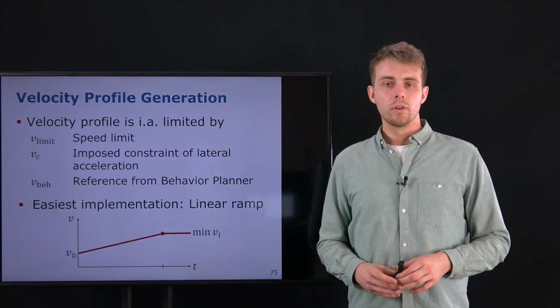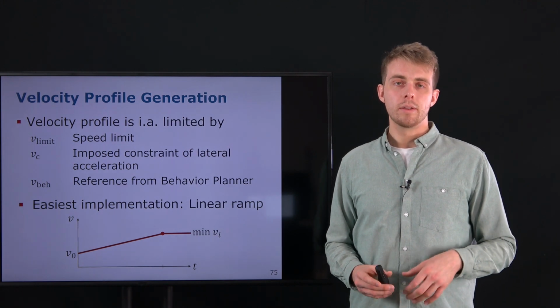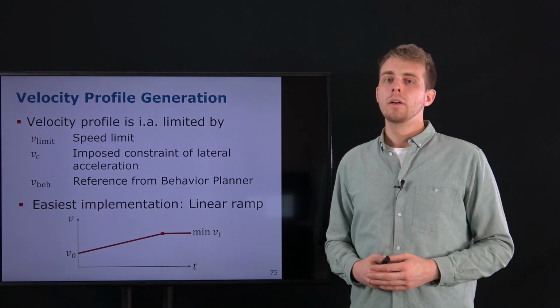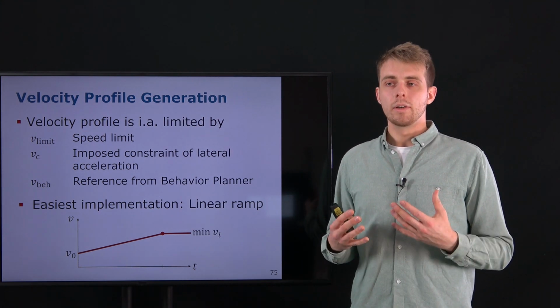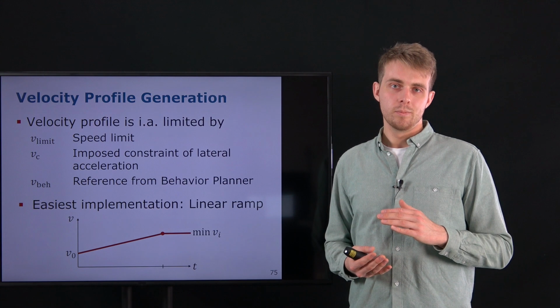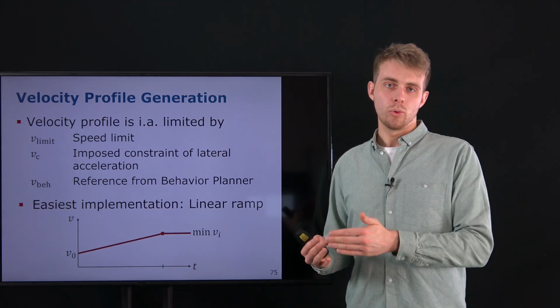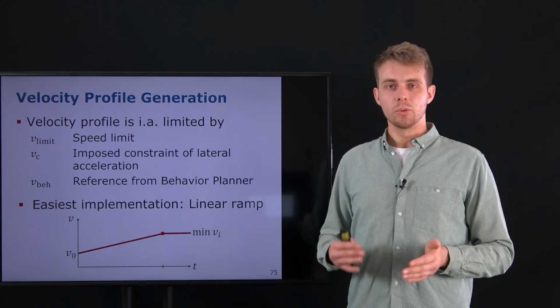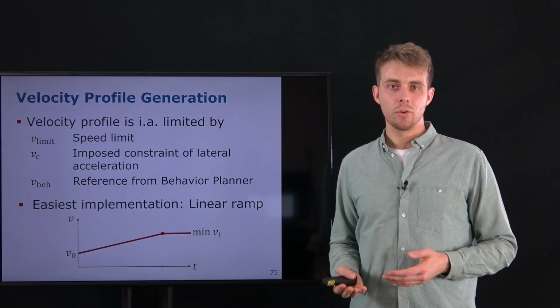Another task of the local planner is to provide the velocity profile. Since this is the last step of this whole hierarchy, it's in fact the last module before we pass it to the controller, and the controller just does what you tell it to do. So it will just follow the trajectory.